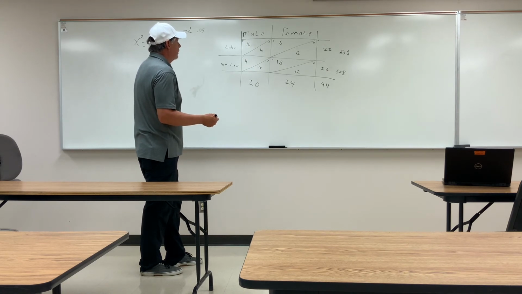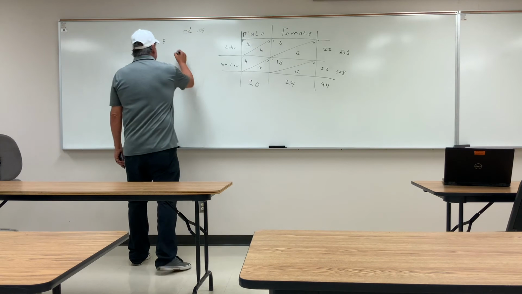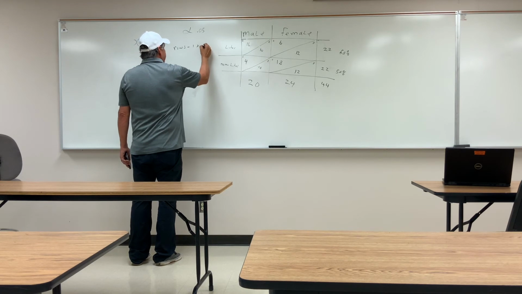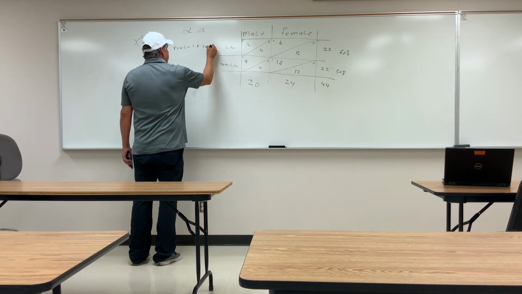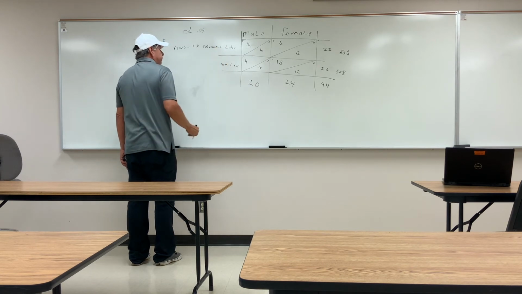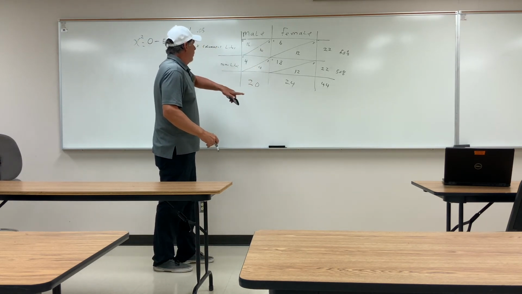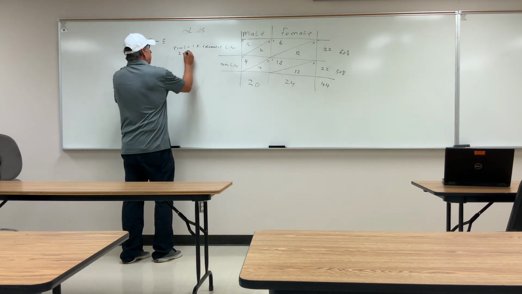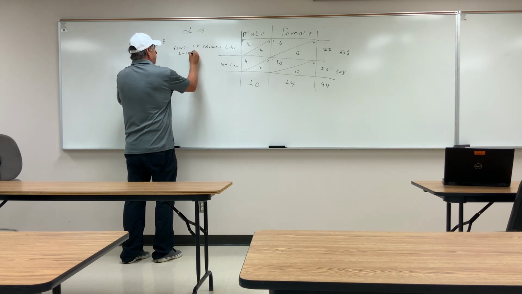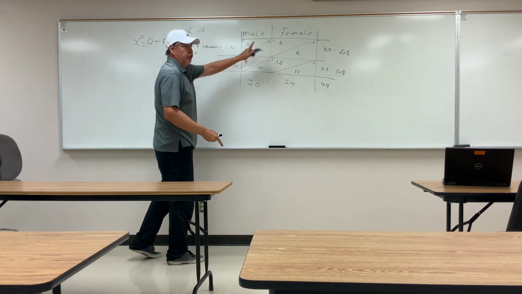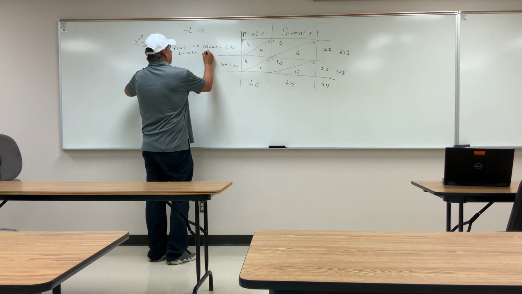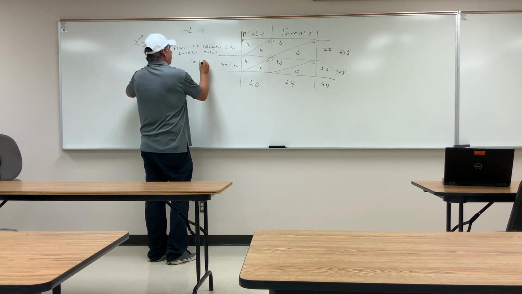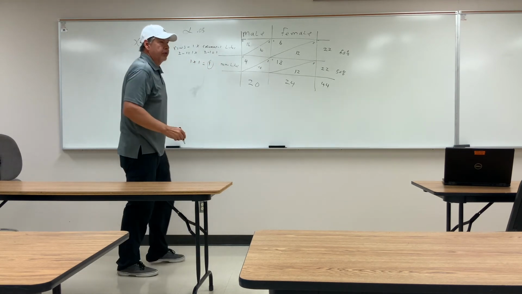That looks correct. So degrees of freedom, like I said, is rows minus 1 times columns minus 1. So I've got 2 rows. 2 minus 1 is 1, times, I've got 2 columns. So 2 minus 1 equal to 1. So 1 times 1 is equal to 1. So I've got 1 degree of freedom.